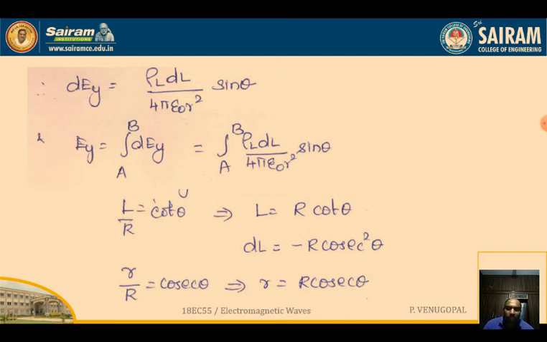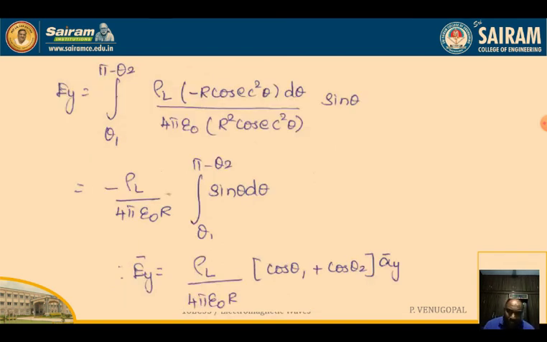Next, how to evaluate small r. We have small r by capital R is equal to cosecant theta, so small r is capital R into cosecant theta. Now substituting r square as R cosecant theta whole square and dl as minus R cosecant square theta, what do we get? Ey is equal to minus rho L by 4 pi epsilon into R, integration from theta 1 to pi minus theta 2 of sin theta into d theta.